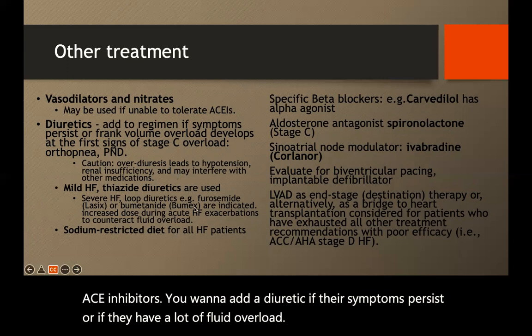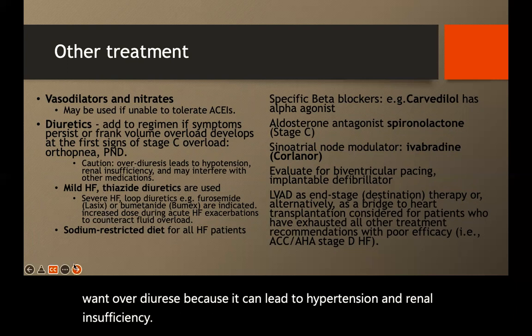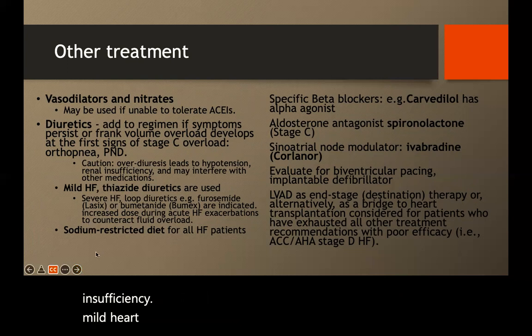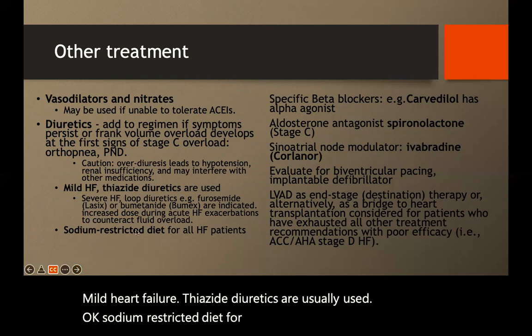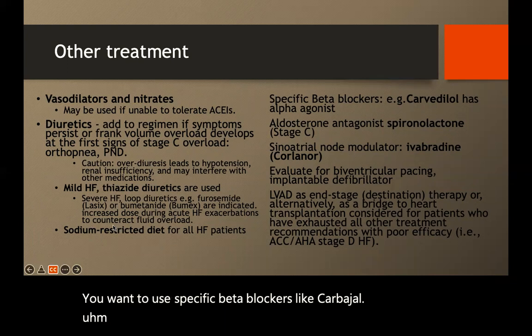You also want to make sure you're being very careful. You don't want to over-diurese because it can lead to hypotension and renal insufficiency. Mild heart failure, thiazide diuretics are usually used. Okay, sodium restricted diet for all heart failure patients. You want to use specific beta blockers like carvedilol, aldosterone or spironolactone for stage 3.